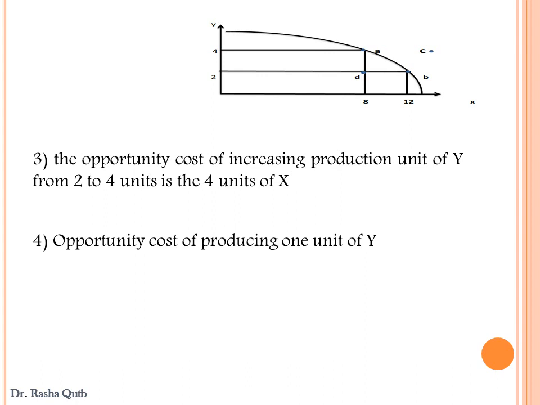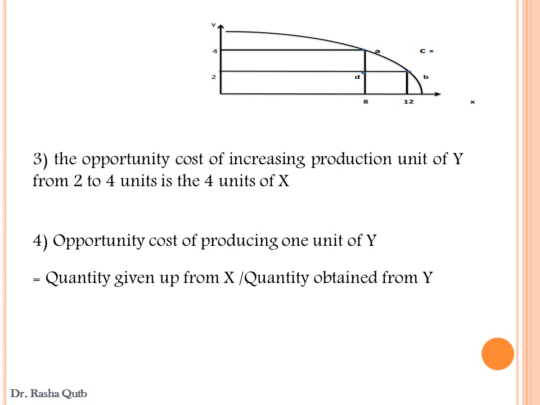While the opportunity cost of producing just 1 unit of Y is found by applying the formula, which equals the quantity given up from X over the quantity obtained from Y. When we are moving from B to A, we give up 4 units of X in order to increase the production of Y by 2 units. So the opportunity cost of producing 1 unit of Y equals 2 units of X.